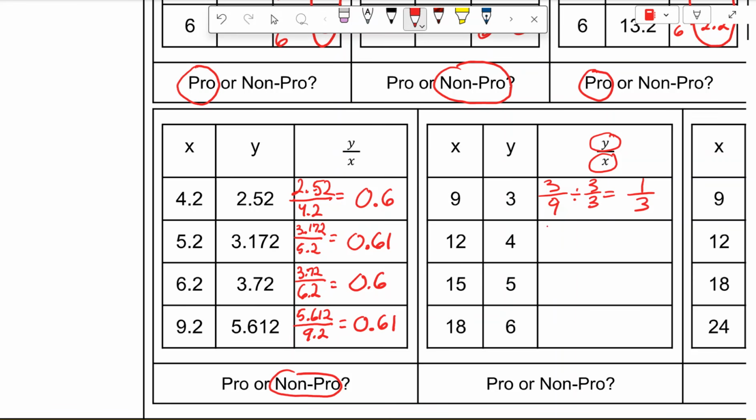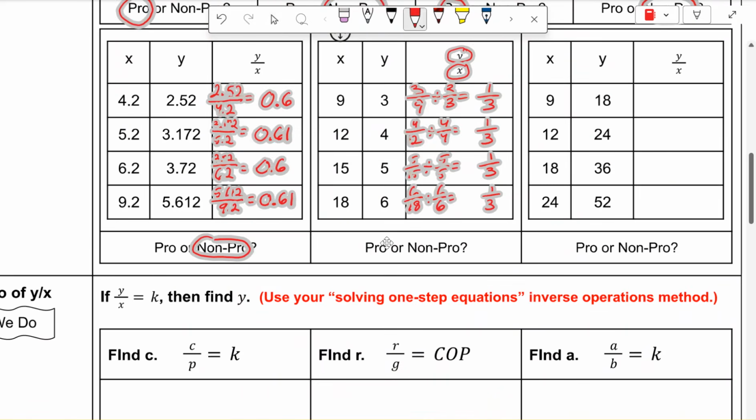Okay, let's do the next one. 4 divided by 12. 4 goes into both. And that's going to be 1. 12 divided by 4 is 3. Okay, we have 1/3 again. 5/15. Divide by 5/5 to simplify it. 1/3. And then finally 6/18. And 6 can go into both of these. 6 goes into 6 once, and 6 goes into 18 3 times. And since they are all 1/3, the ratios are all 1/3 when they simplify, it is a proportional relationship.